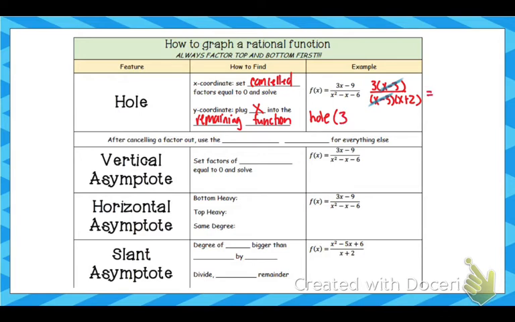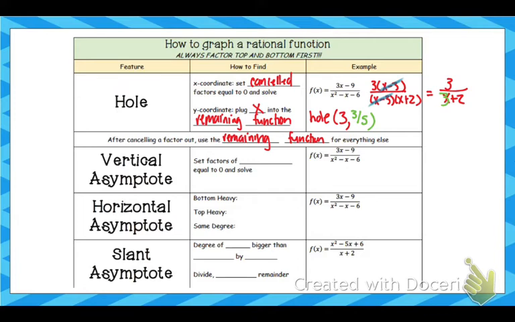Well, now after it's canceled, let's look and see what we have left. There's a 3 at top and an x plus 2 on the bottom. To find the y-coordinate, I'm going to plug in 3 for x into anywhere there's an x in the remaining function. So if I replace that x with the 3, then I would get 3 divided by 5, and that's my y-coordinate. All right, so factor and cancel first. If a factor cancels out, you're going to use whatever's left over. So you're going to use the remaining function for everything else that we find on this graph. Okay, so once it's canceled, it's canceled. We're going to use that function for everything else.